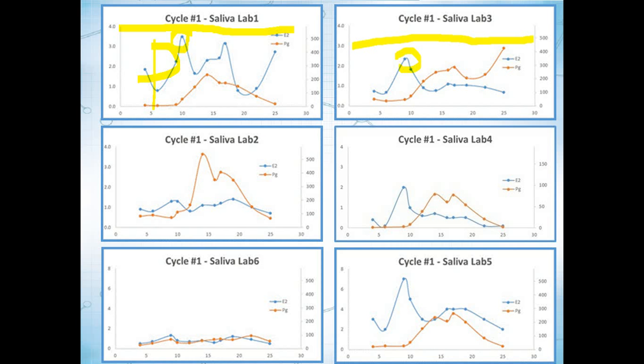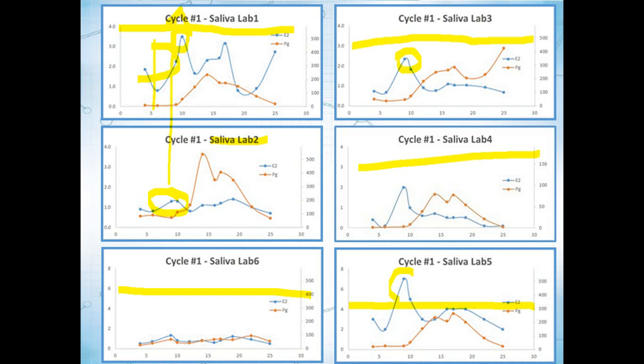Again, that peak is not well defined. In saliva lab number 2, you don't even see the peak. Right? There's really nothing there. That peak should rightly be way up higher. Saliva lab 4, same thing, the postmenopausal range. Saliva lab 6, not close at all to where it should be. And saliva lab number 5 was the only one where the postmenopausal range was right here.